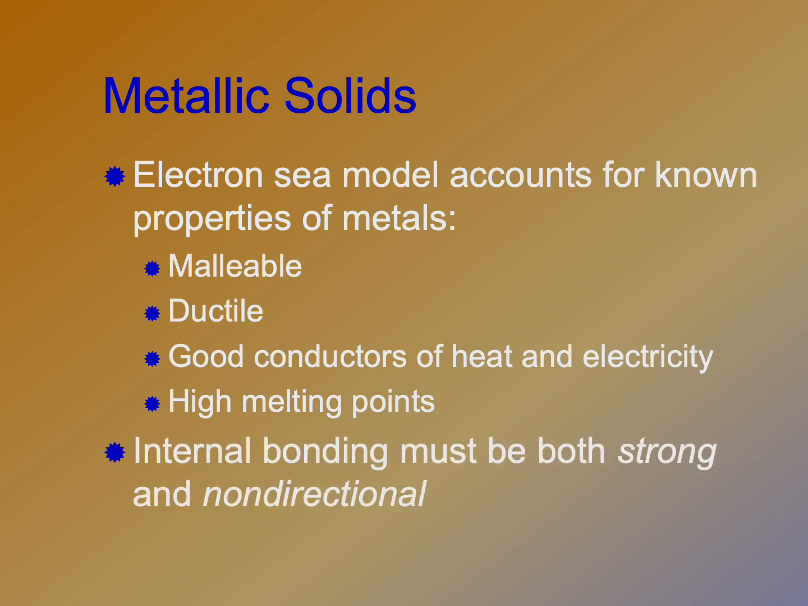And within the metallic solid, the internal bonding, so the bonding between the individual cations, has to be both strong and non-directional. So a single cation is attracted to all of the surrounding electrons. And then the cation next to it is attracted to all of the surrounding electrons. So it's not only attracted to one particular electron.